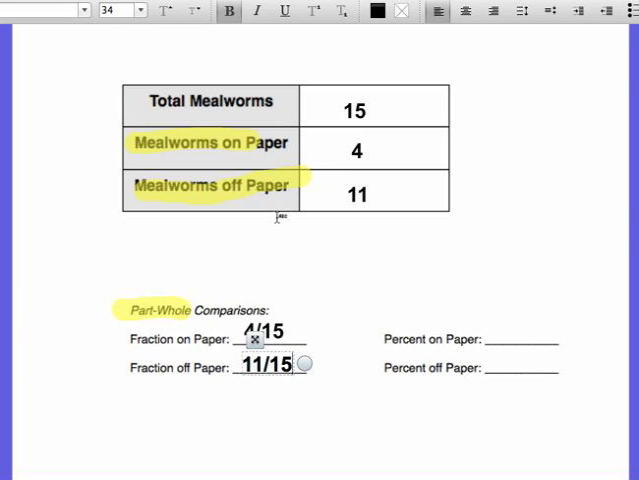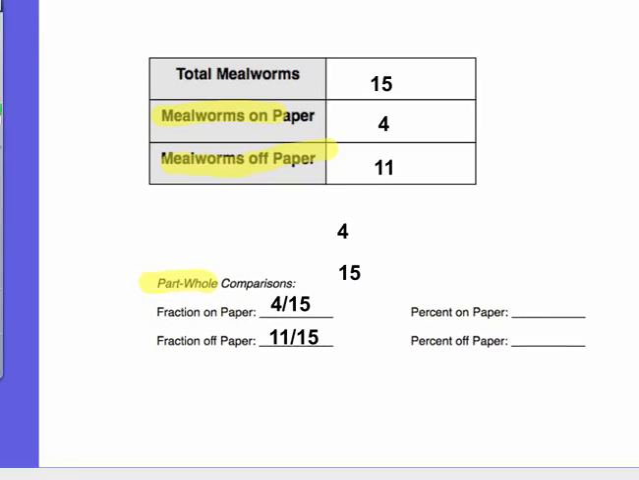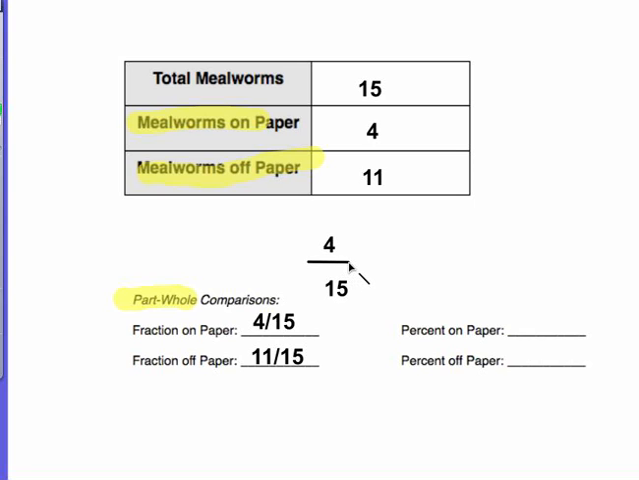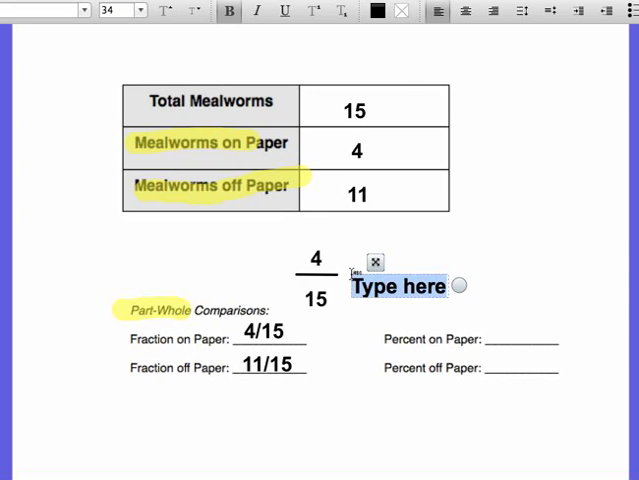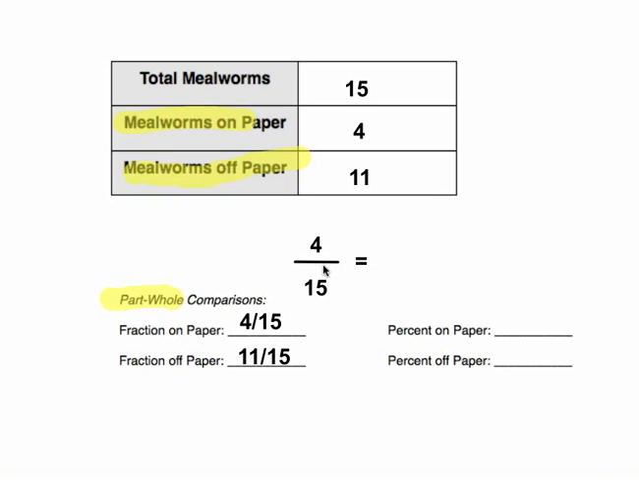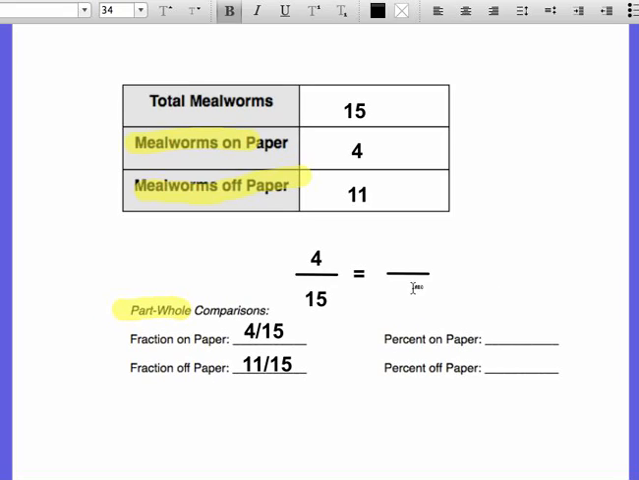So if I'm representing 4 out of 15, let me just make a little arrow, as a percentage. Remember, percent, it's a fraction, but it's going to be a fraction out of 100. So to get the denominator of 15 to 100, there are a lot of different pathways that we can take. I'm going to take the most straightforward path and think, what do I need to multiply 15 by to get to 100?